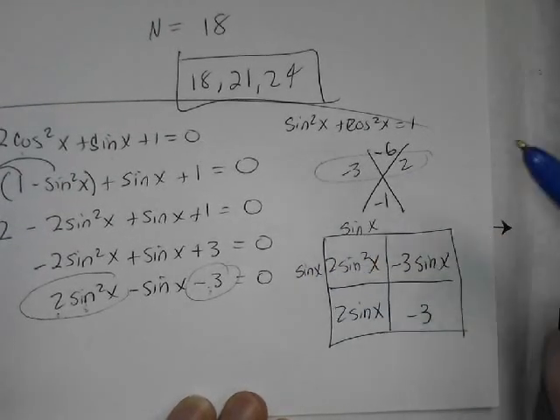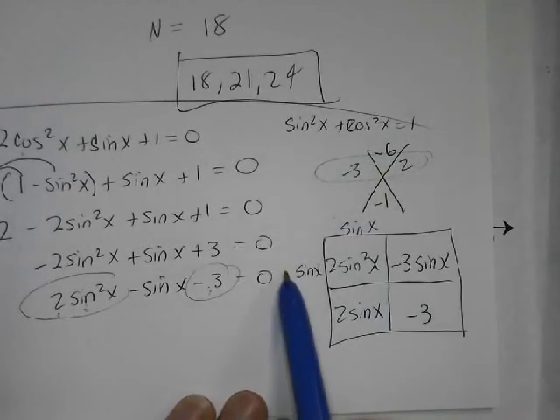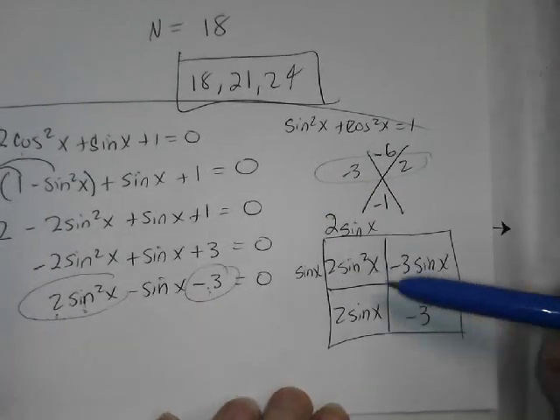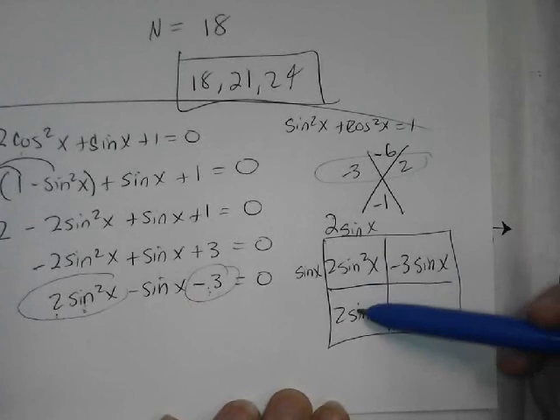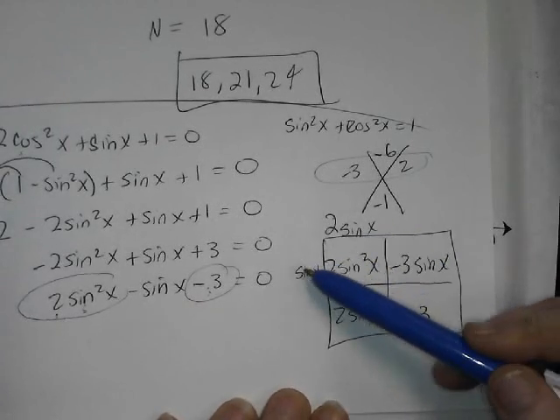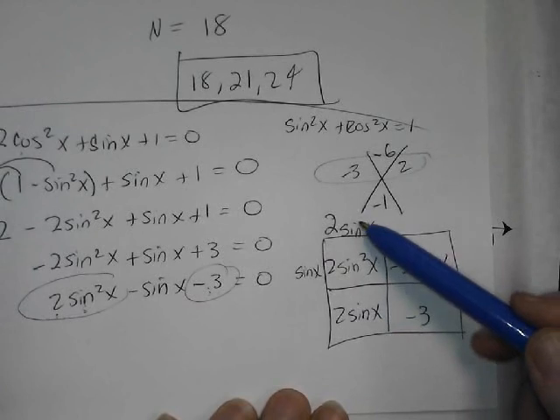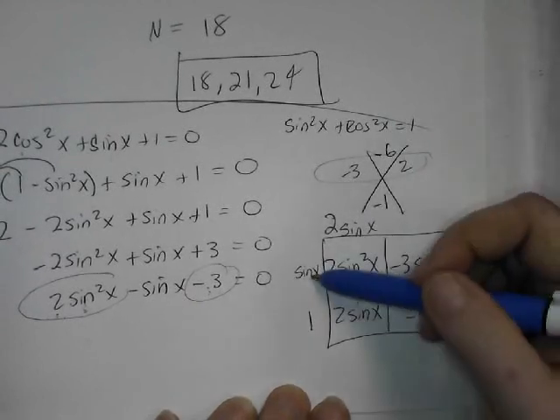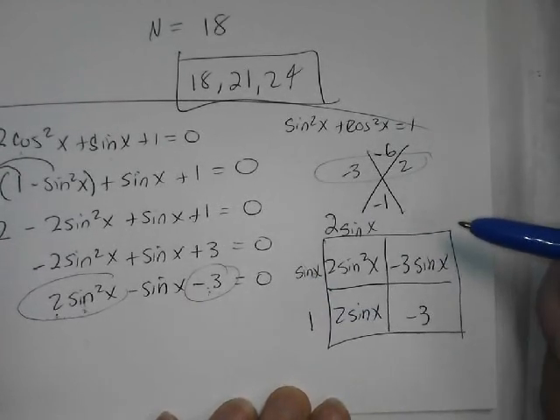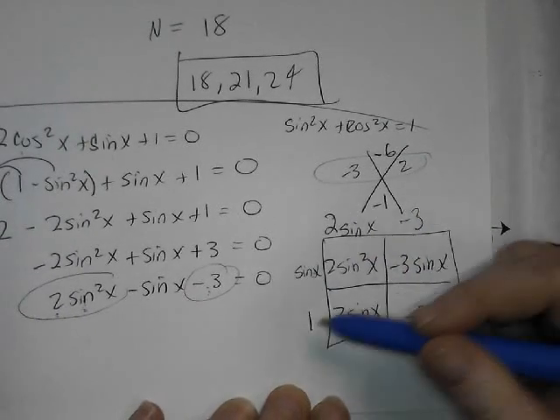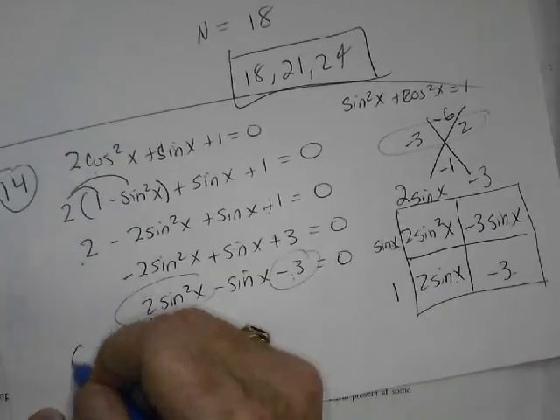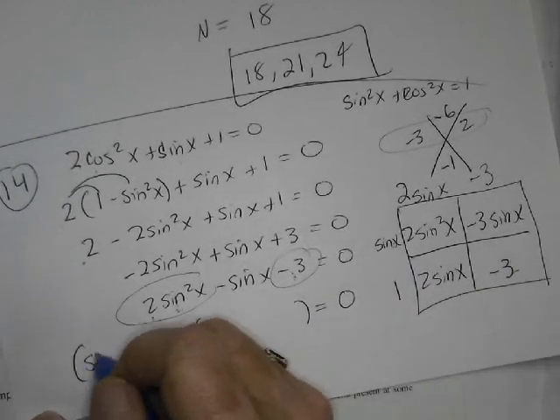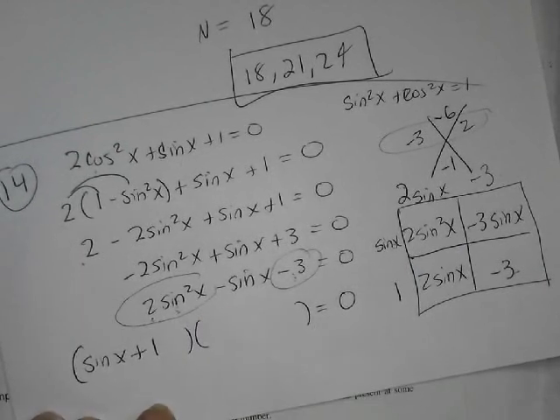But there's a 2, so I have to decide if I need to put the 2 on the top or on the side. On the top. He says put it on the top. Because, see, if I put it on the top, it goes into both of these. So, because we know this times this has to equal this, and it does. This times this has to equal this, so this has got to be 1. And this times this, so that's got to be what? And then this times this equals that, so that's all good. So now I know what my factored form is. It's sine x plus 1, and it's 2 sine x minus 3.